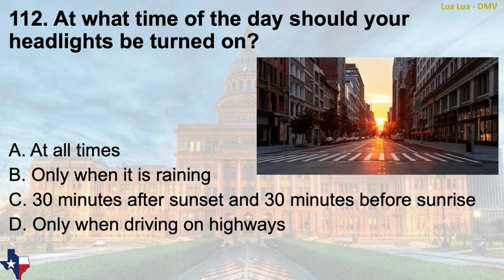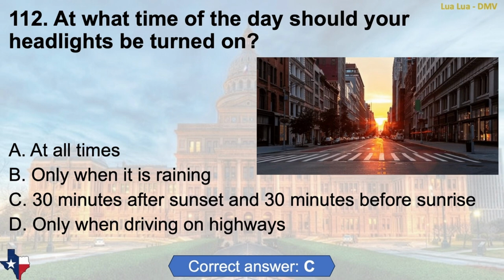Question 112. At what time of the day should your headlights be turned on? A. At all times. B. Only when it is raining. C. 30 minutes after sunset and 30 minutes before sunrise. D. Only when driving on highways. The correct answer is C. 30 minutes after sunset and 30 minutes before sunrise.